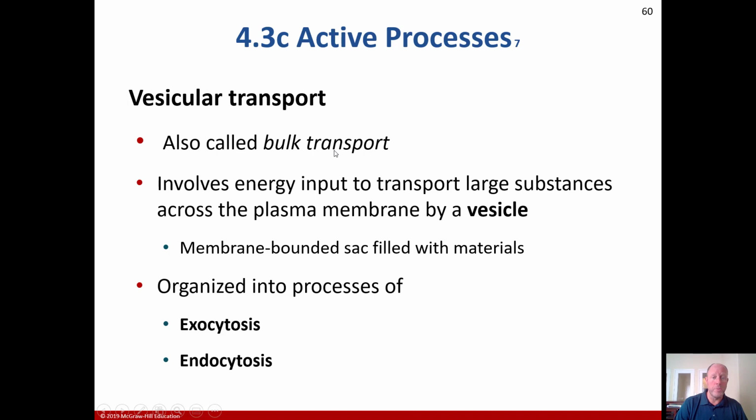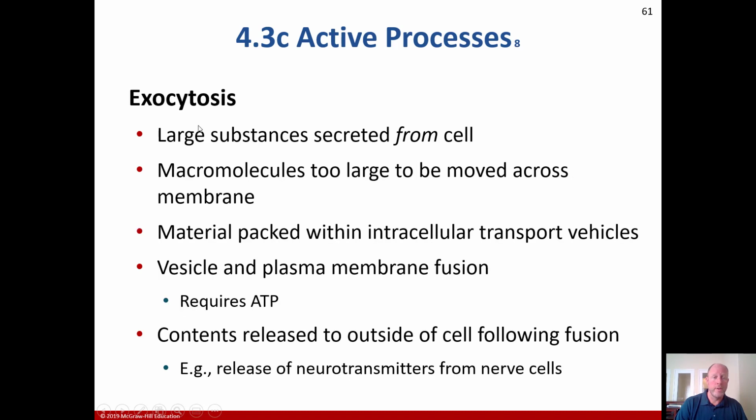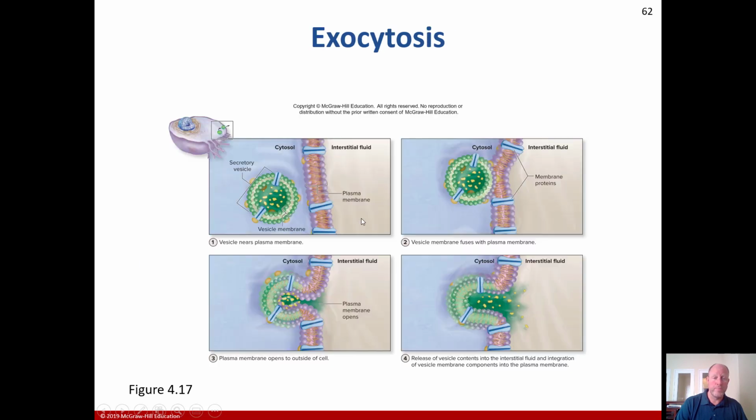Vesicular transport, also called bulk transport, involves energy input to transport large substances across the plasma membrane via vesicles, and these membrane-bound sacs are filled with materials. That breaks down into exocytosis and endocytosis. In exocytosis, large substances are secreted from the cell. Macromolecules are too large to move across that membrane. They're packed in intracellular transport vehicles. It requires ATP, and the contents are released to the outside of the cell following fusion, like the example of release of neurotransmitters from nerve cells.